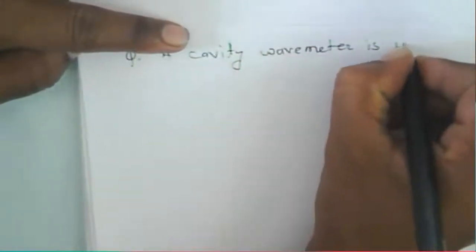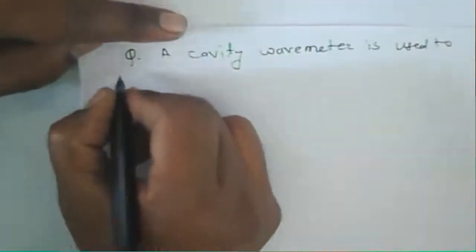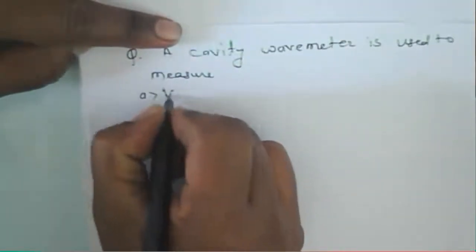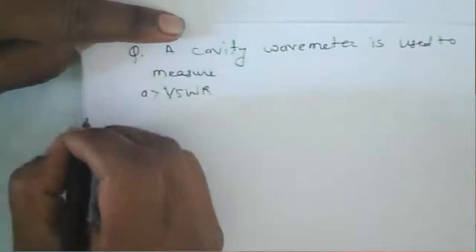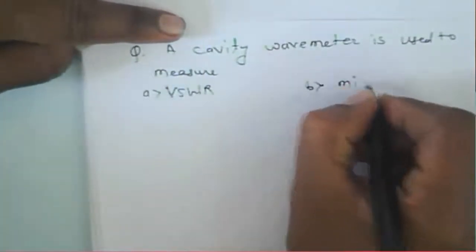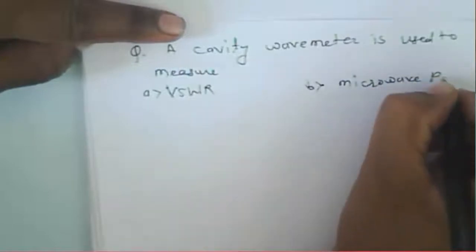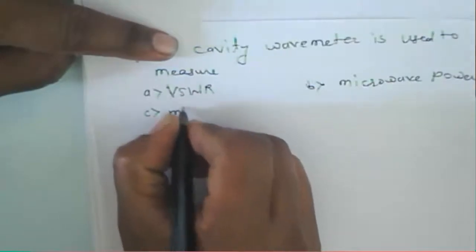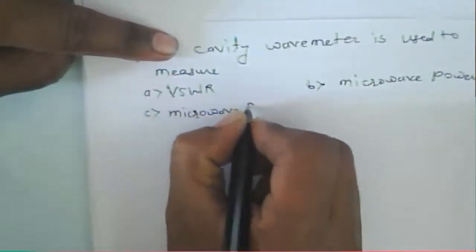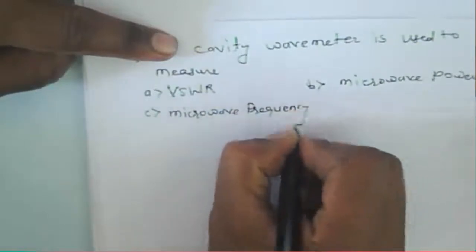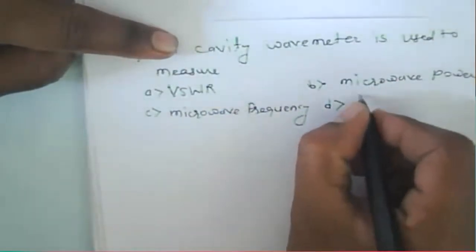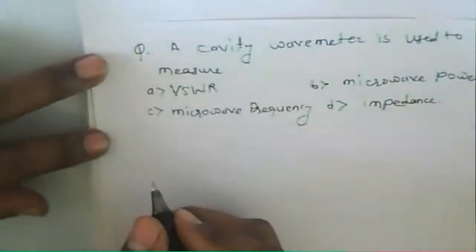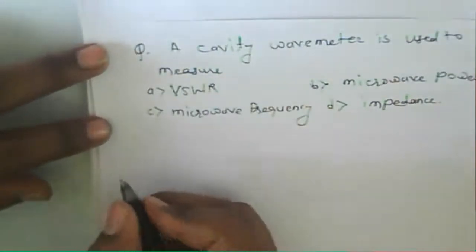A cavity wavemeter is used to measure: A, VSWR; B, microwave power; C, microwave frequency; D, impedance. What is the answer?